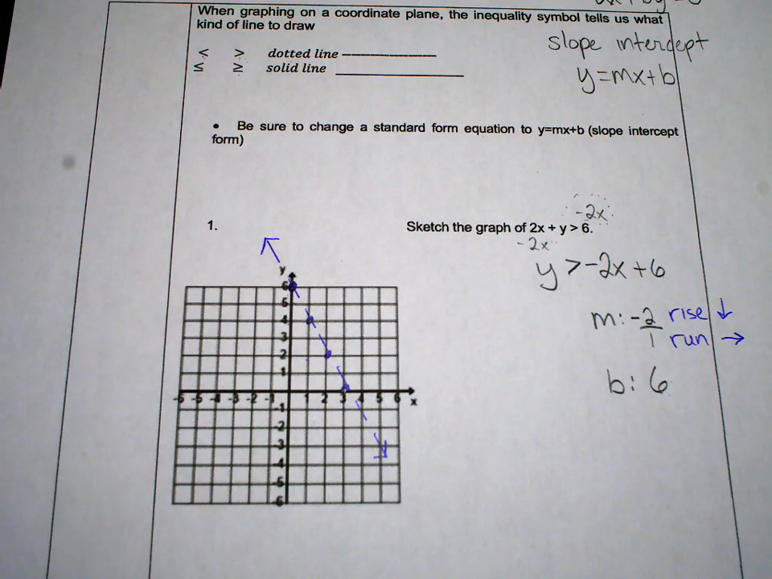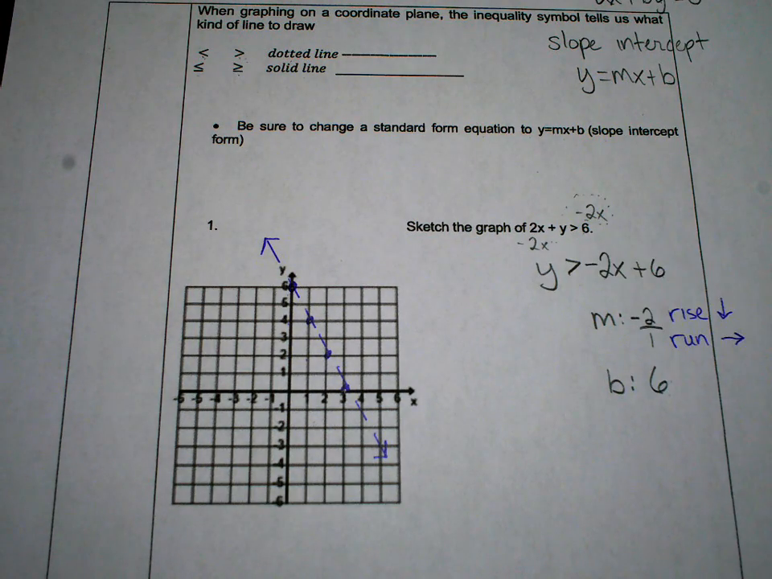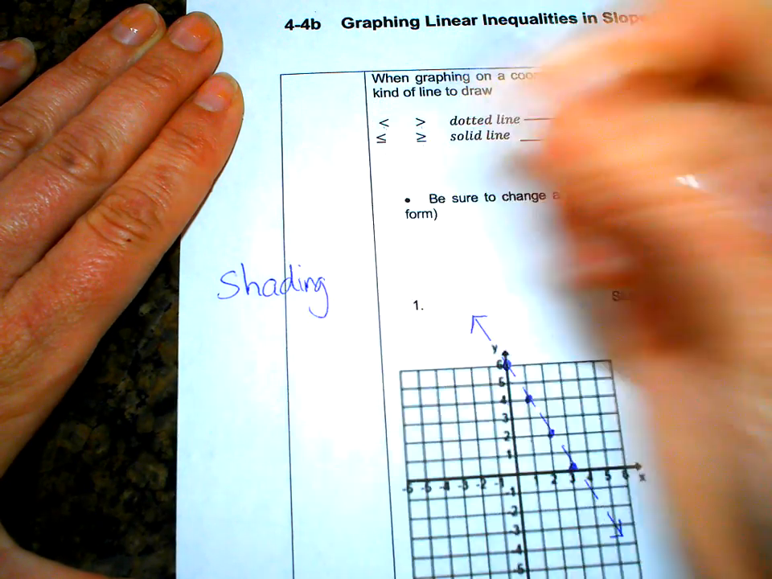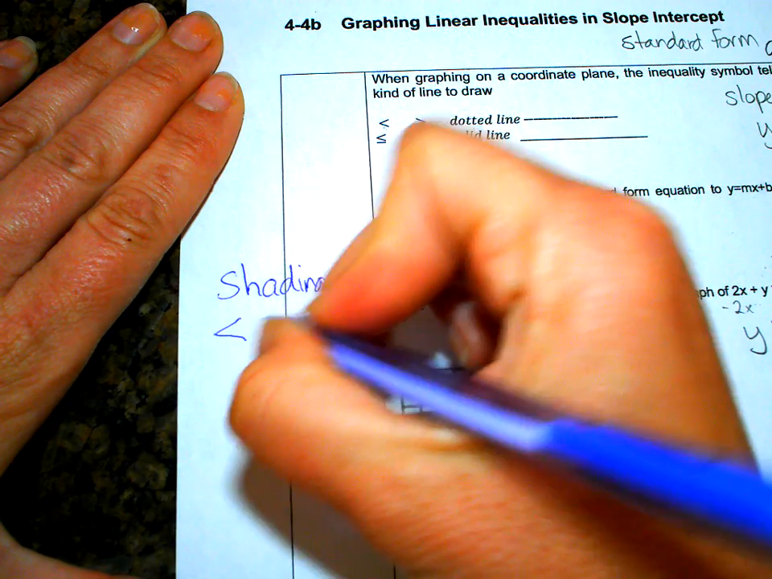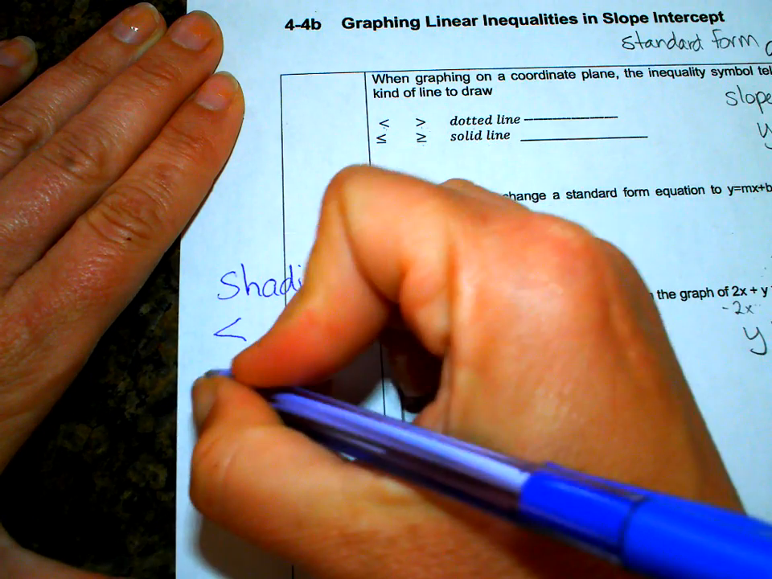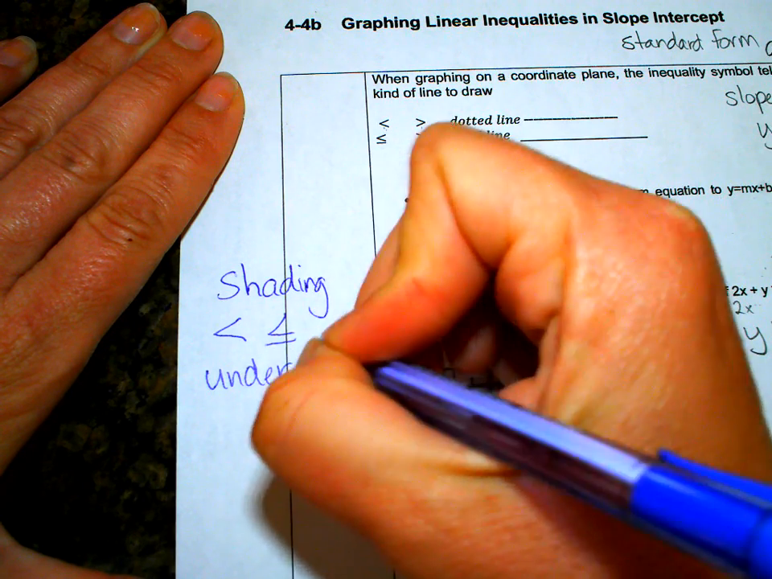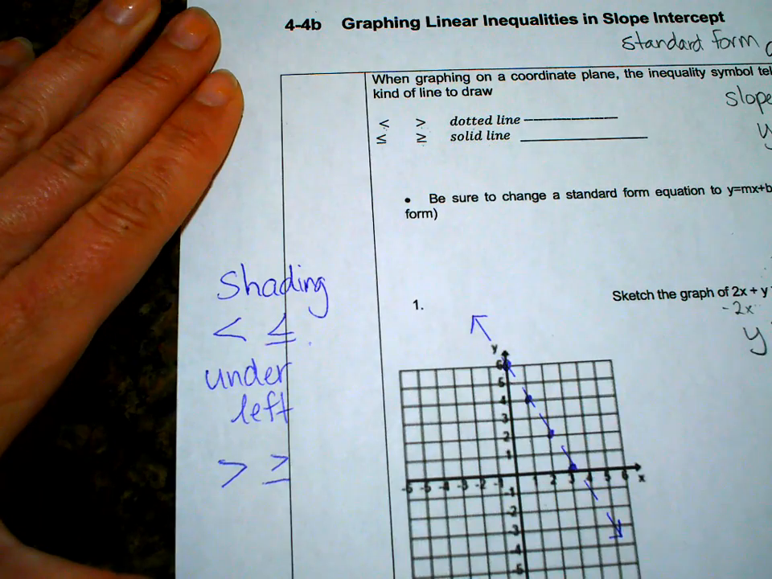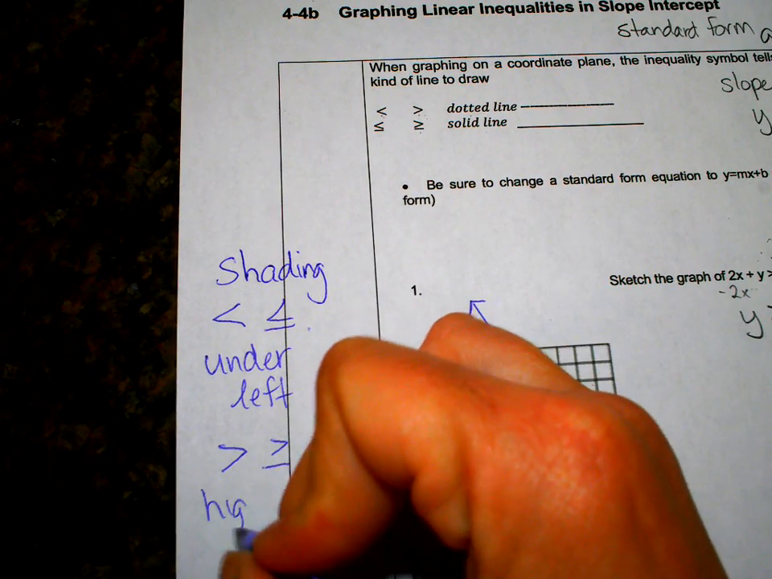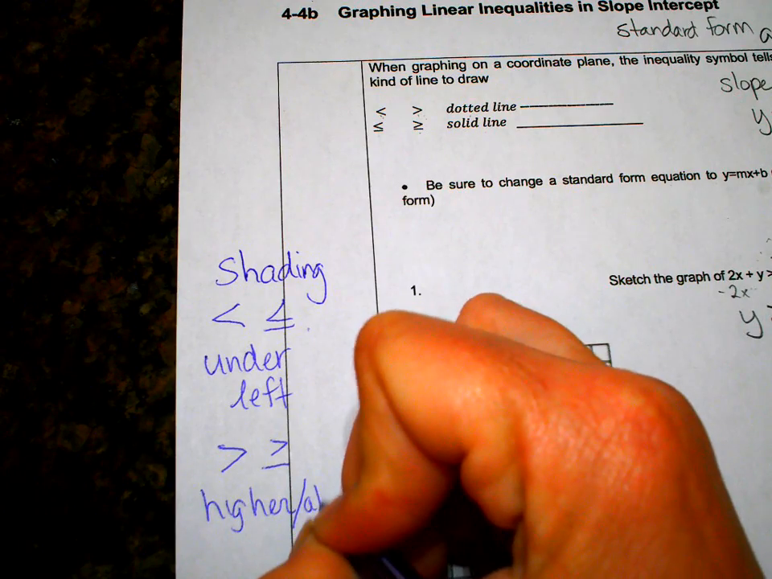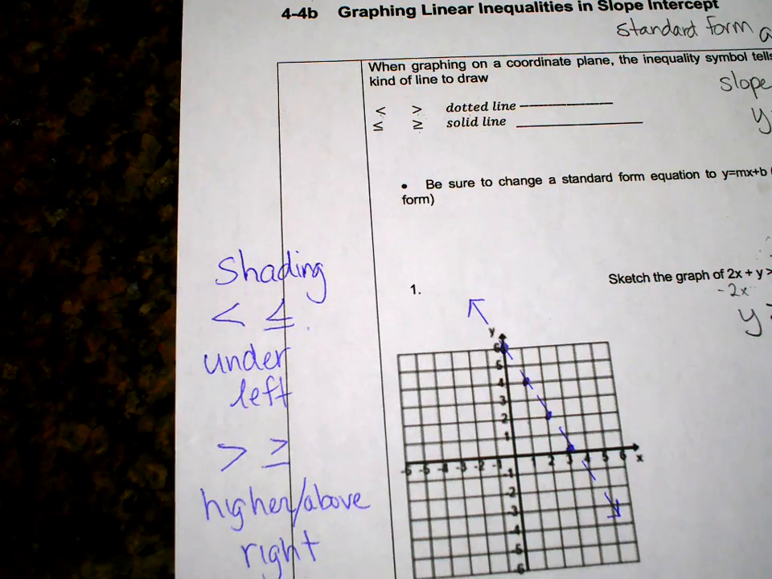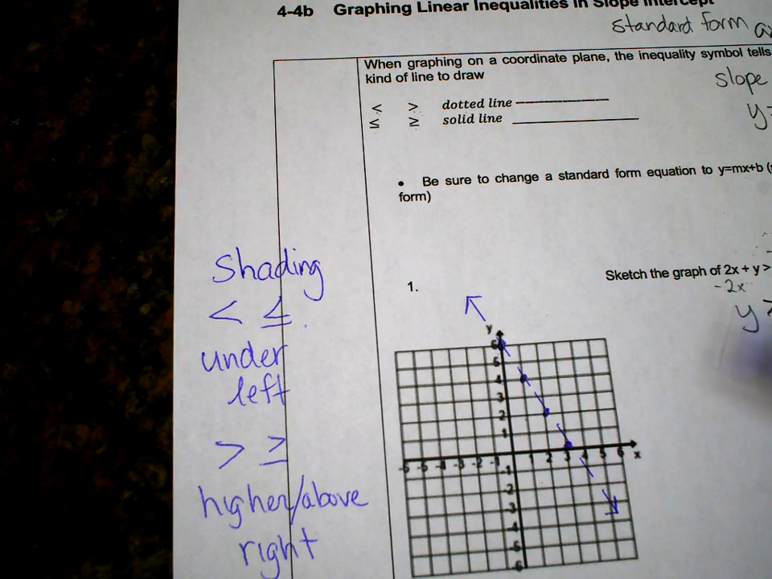So now that I made my dotted line, I have to figure out the shading. This says greater than. When I'm shading greater than, let's write what we did yesterday. Oh shoot, this is less than or equal to. It's going to be under or left. But when it's greater than or equal to, my shading will be higher or above, and then it could be to the right of the line. So since this says greater than, I'm going to shade higher than the line, above the line.